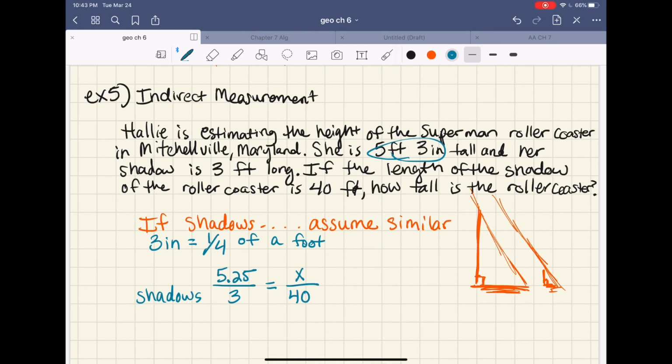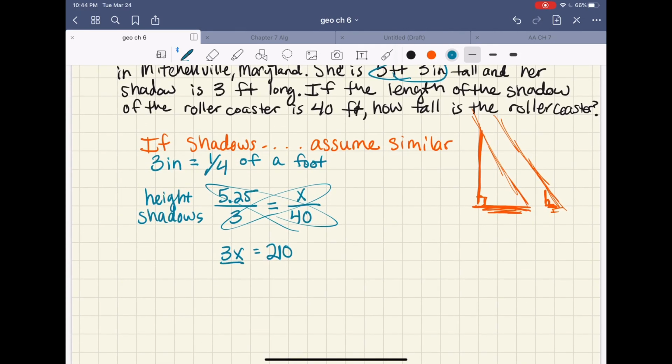So height on top, shadows on bottom. We go ahead and we multiply. We get 3x equals 210. Divide by 3, divide by 3, and I get x equals 70. So this roller coaster is 70 feet tall.